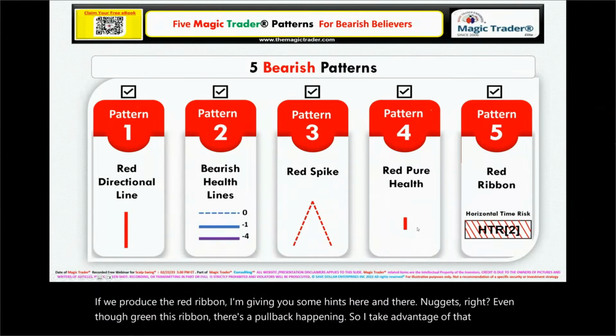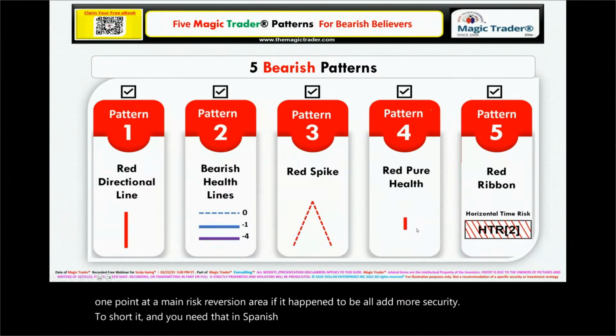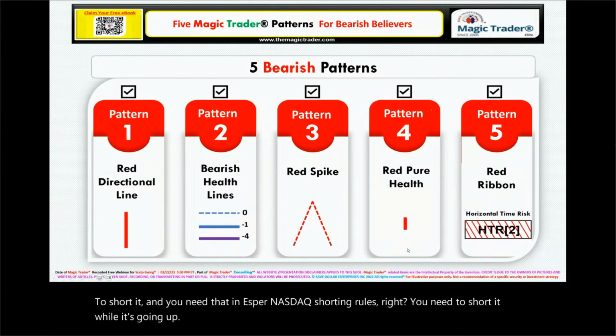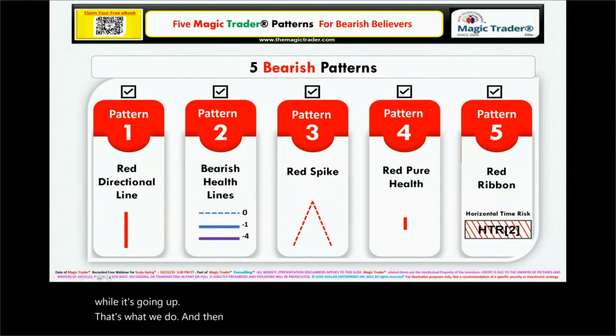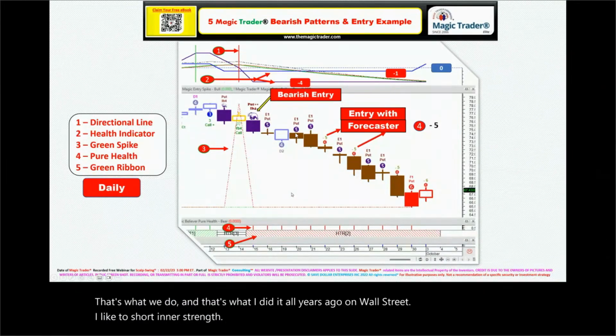And at one point, at a min risk reversion area, if it happens to be, I'll add more security to short it. And you need that, as per NASDAQ shorting rules, right? You need to short it while it's going up. That's what we do, and that's what I did all the years I was on Wall Street. I like to short in strength. This way I get a better feel because I know where it's going.